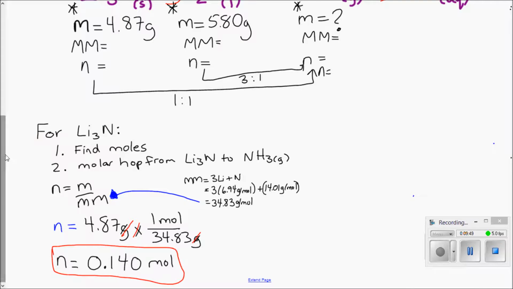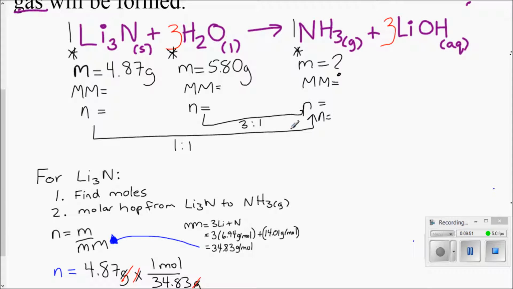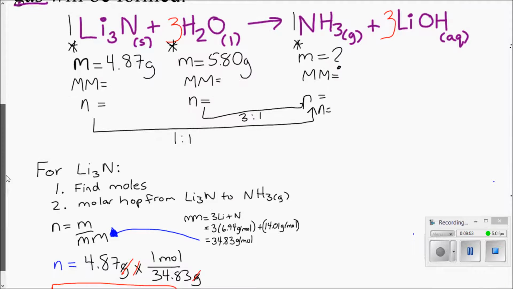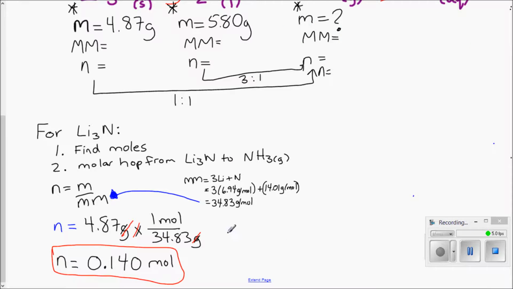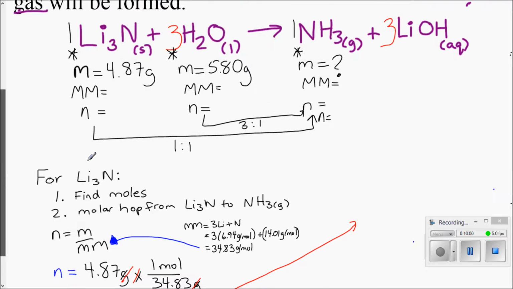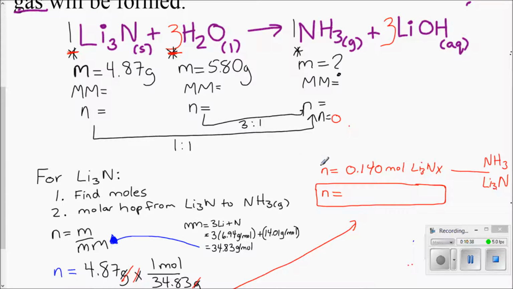Now what we're going to do is hop from our lithium nitride to our ammonia using the 1 to 1 ratio. So now I'm going to set up the molar hop, which I'll set up right up here so you can take a look at it underneath our equation. Okay, so now we're going to perform our molar hop, and what we do is we write down the type of moles we have, 0.140 moles of lithium nitride, and we're going to write our units. So our type of moles goes up there. We write our type of moles that we want to get rid of, which is obviously going to be the same. We write the type of moles that we're hopping to.